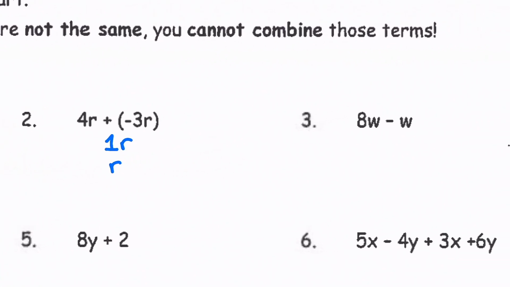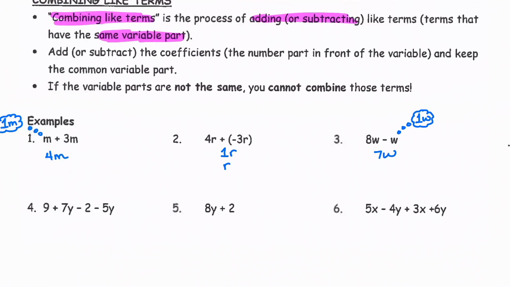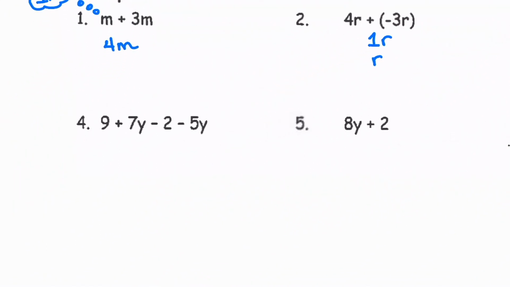Same thing here. I have 8w minus w. I'm going to ask myself, do I have the same variable? The answer is yes. Remember that when I say w, what I mean is 1w. So they're asking me to have 8 w's and take 1 w away. Well, that will leave me with 7 w's. All right, 3 more problems and we're going to be done with these notes.